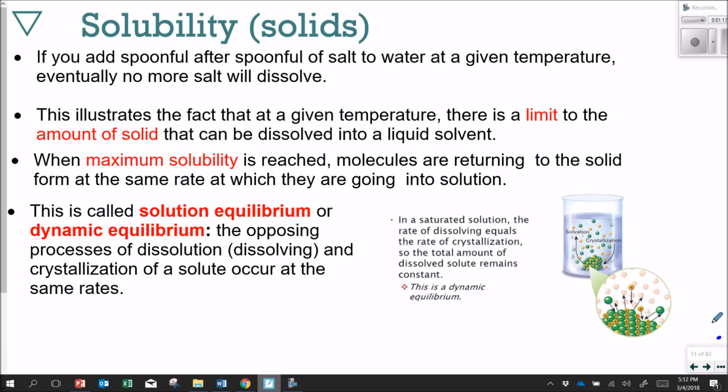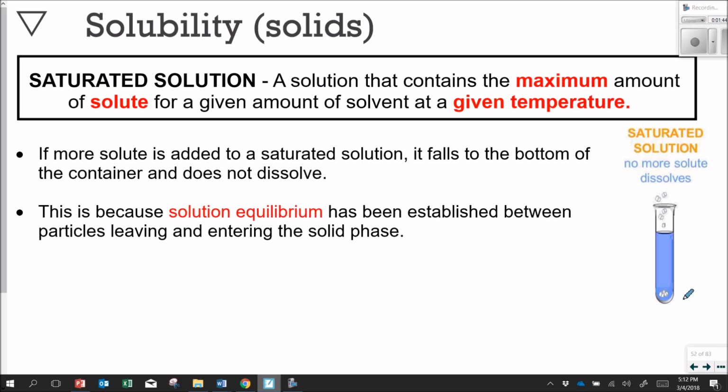When maximum solubility is reached, the molecules are returning to the solid form at the same rate at which they are going into solution. This is called solution equilibrium or dynamic equilibrium. The opposing processes of dissolution, which is dissolving, and crystallization of a solute occur at the same rate. A saturated solution is a solution that contains the maximum amount of solute for a given solvent at a given temperature. So the solubility of a solute is the amount of solute dissolved in a saturated solution.